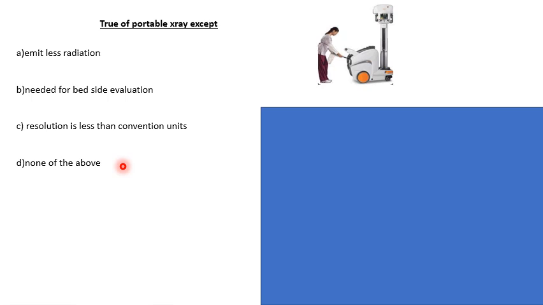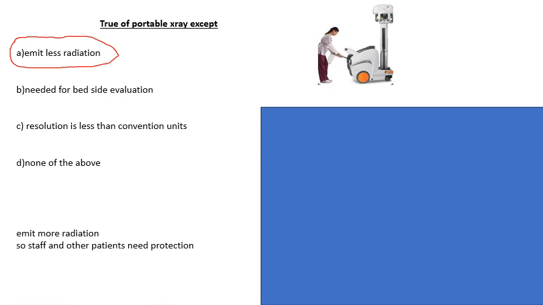So what exactly is true? If you look at it, it is needed for bedside evaluation. Resolution is less. Only thing is, you tend to think small machines, less radiation. No, the radiation is more. Let's have a look. So because it is an except question, the answer is they emit less radiation. So that is why staff and other people in the room should be very, very careful also.